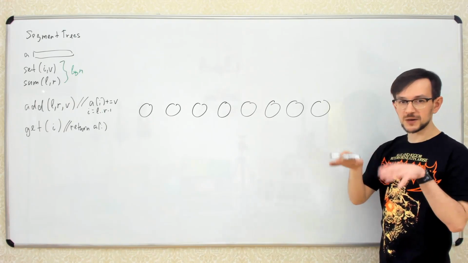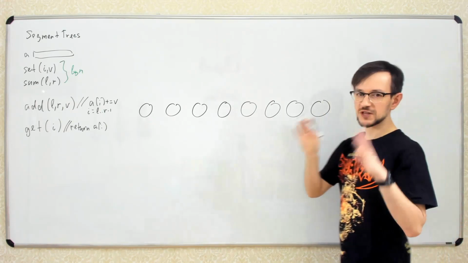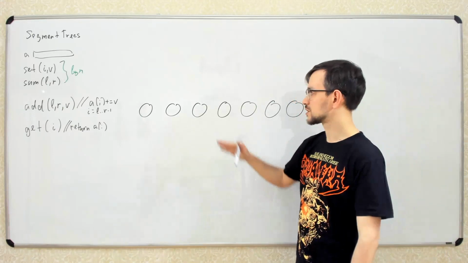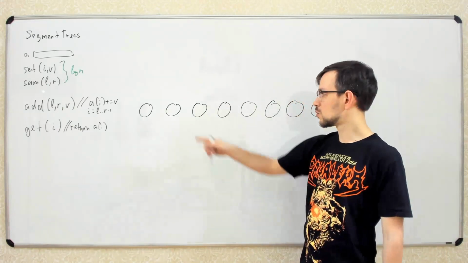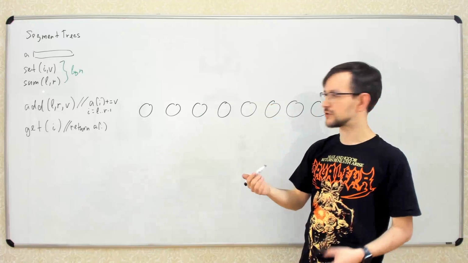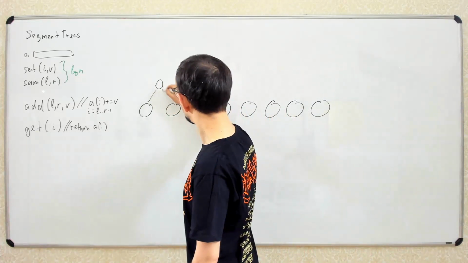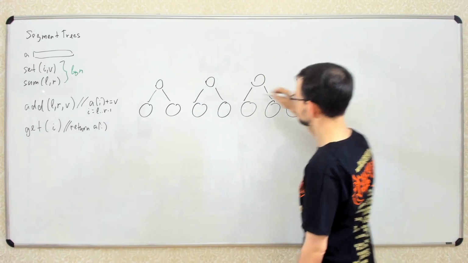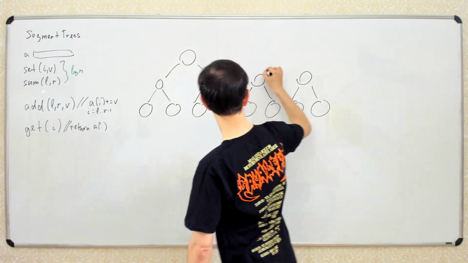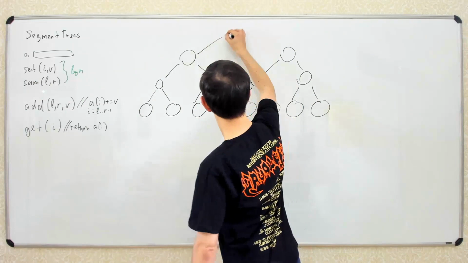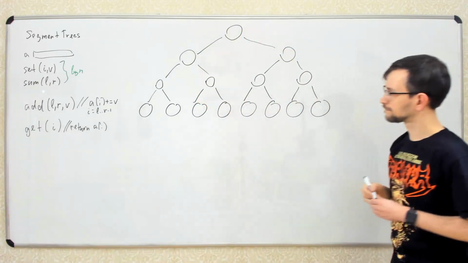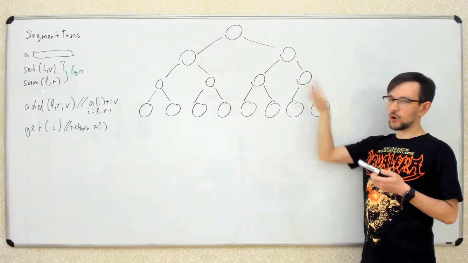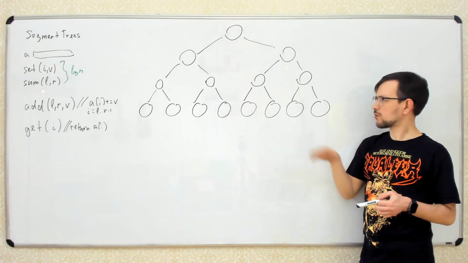Now we will build a segment tree. The structure of a segment tree is always the same. So we'll just make a full binary tree where these elements are the leaves of this binary tree. So we'll make one element here, and so on. And now all elements of this tree are just empty, all contain zeros.